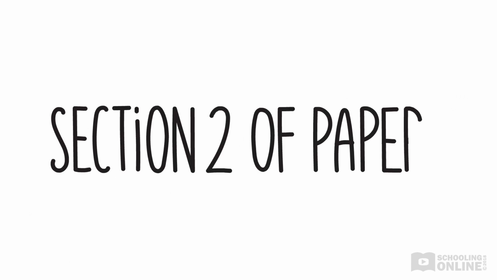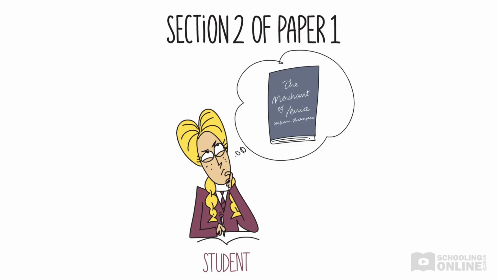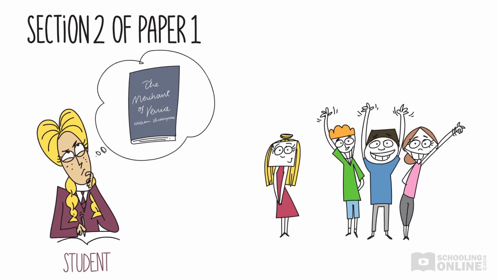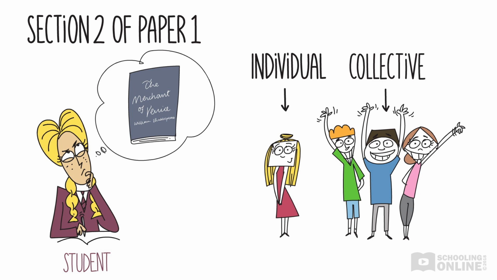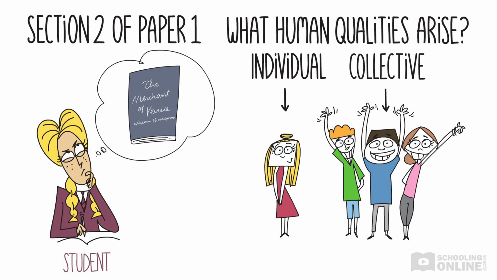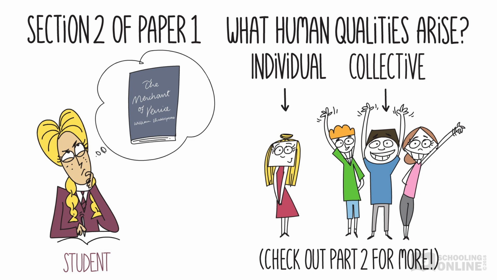In this lesson, we'll start by briefly explaining Section 2 of your Paper 1 exam, where you'll showcase your understanding of how The Merchant of Venice expresses ideas from the Texts and Human Experiences module. Then, we'll start going through key ideas from the module, beginning with how the text represents individual and collective experiences, and how the text represents human qualities associated with or arising from these experiences. Be sure to check out Part 2, where we will analyse more key ideas from the module.